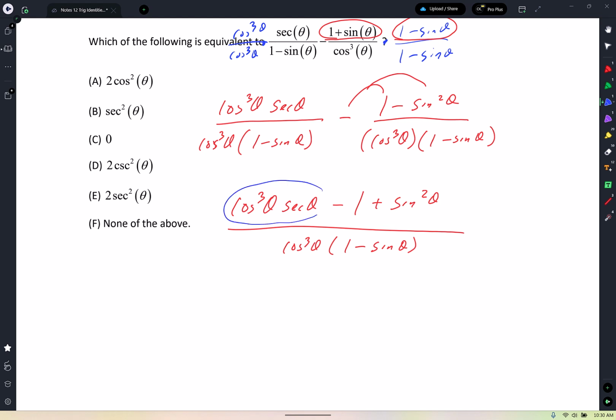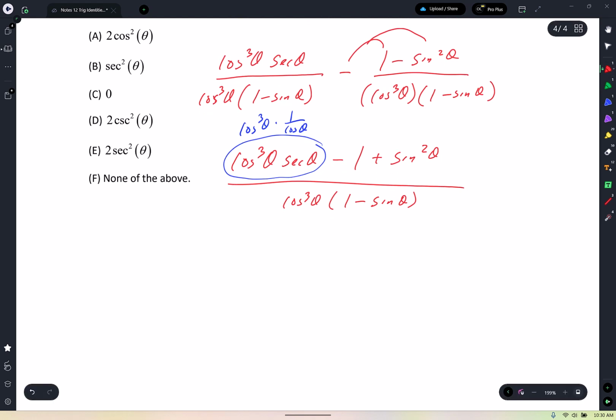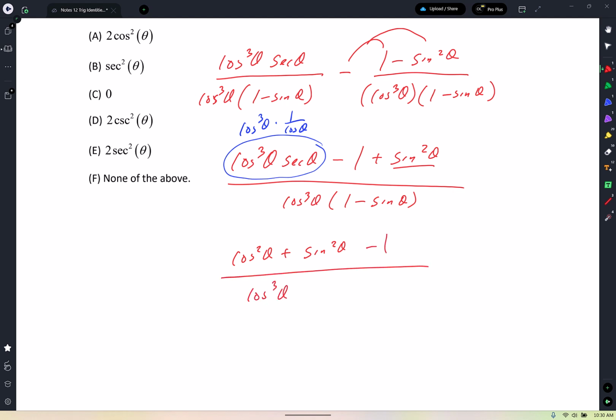This that I'm circling, secant is the reciprocal of cosine. So you can rewrite this as cosine cubed theta times 1 over cosine theta. And when I do that, one of the cosines cancels. Do we see that, guys? So here's what you get. I'm going to rewrite it so you guys can see. I'm going to have cosine squared theta, and I'm going to write the sine squared first, plus sine squared theta minus 1 over cosine cubed theta, parenthesis 1 minus sine theta.